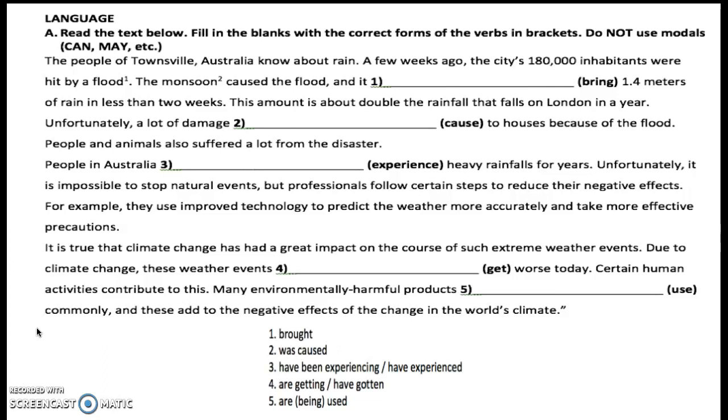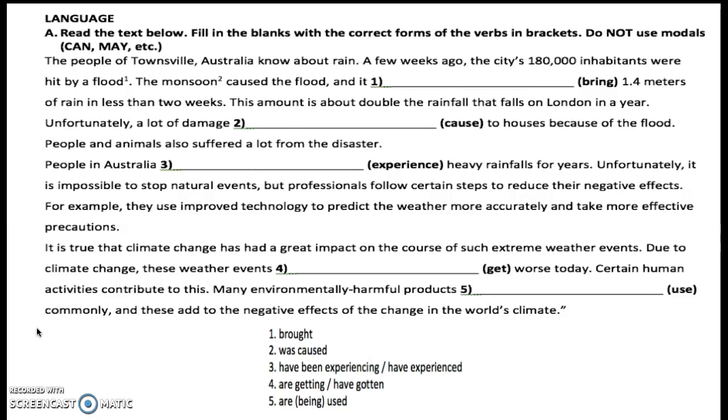Part A, number 1. We learned that the flood took place a few weeks ago, so the answer must be in past tense. As you know, ago is a time expression for past tense. 2. We know that the flood caused the damage, but because a lot of damage is given as the subject, we should use a passive structure in past tense.